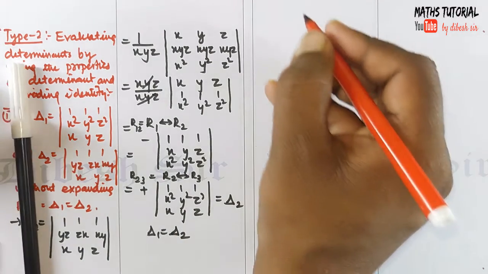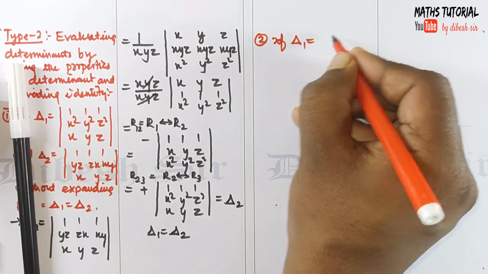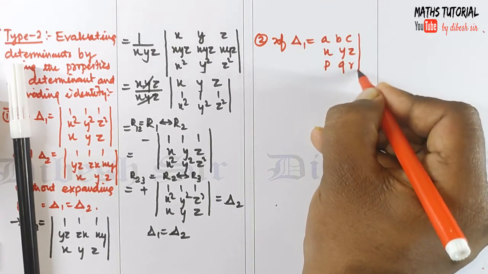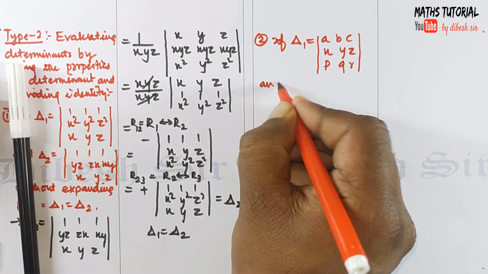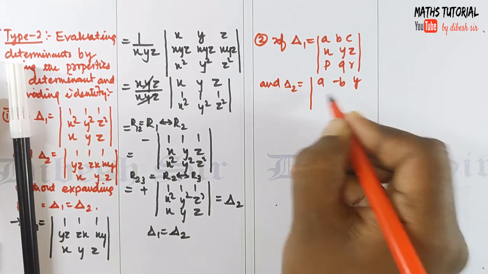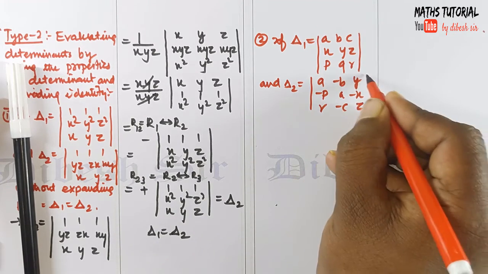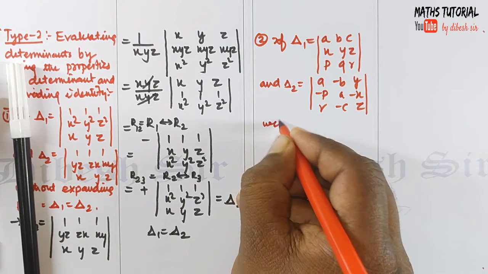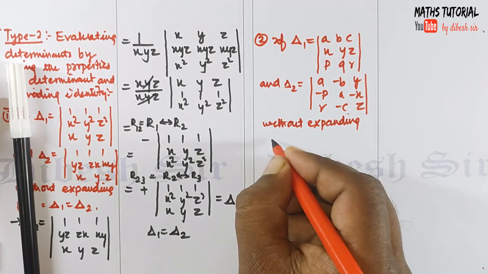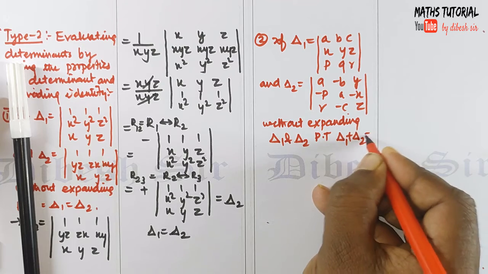So let's understand by the second question. Question number 2: if delta 1 is equal to the determinant a b c, x y z, p q r, and delta 2 is equal to the determinant q minus b, y minus p, a minus x, r minus c, z, without expanding delta 1 and delta 2, prove that delta 1 plus delta 2 is equal to 0.